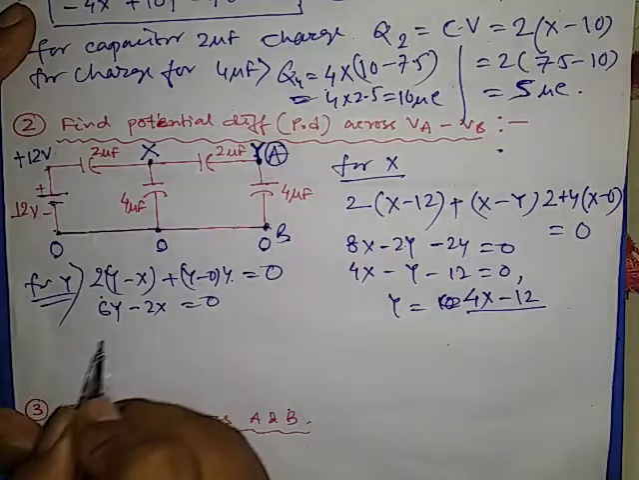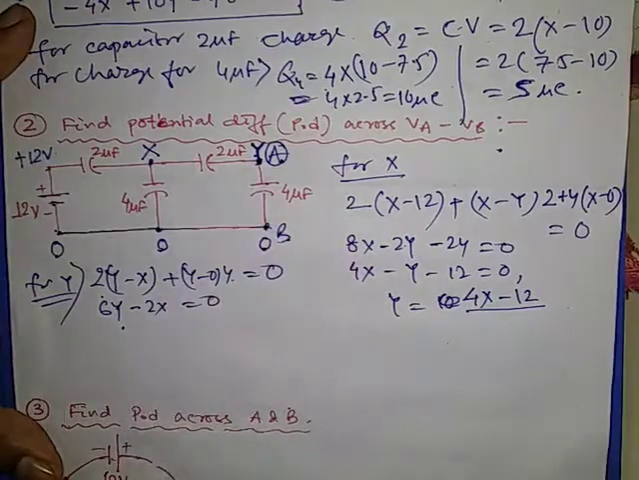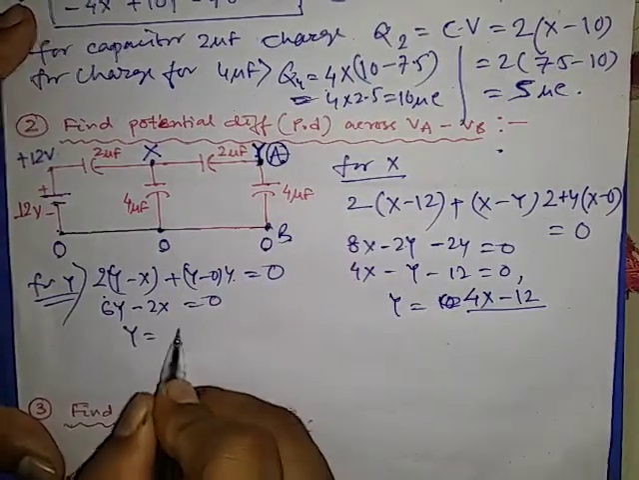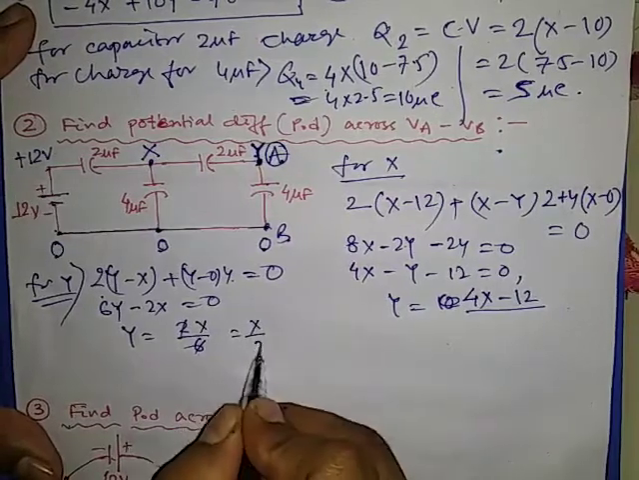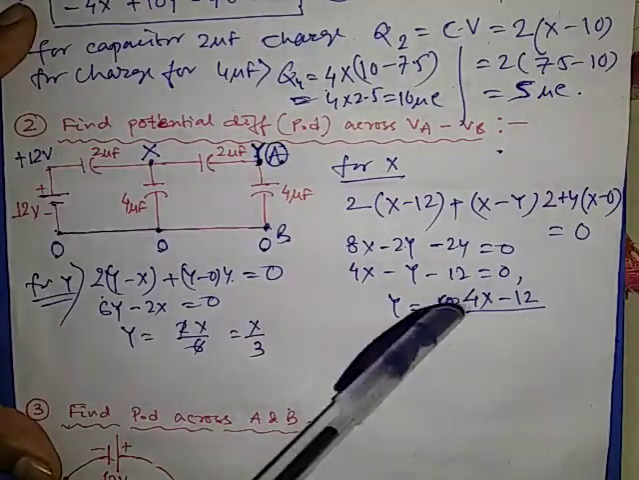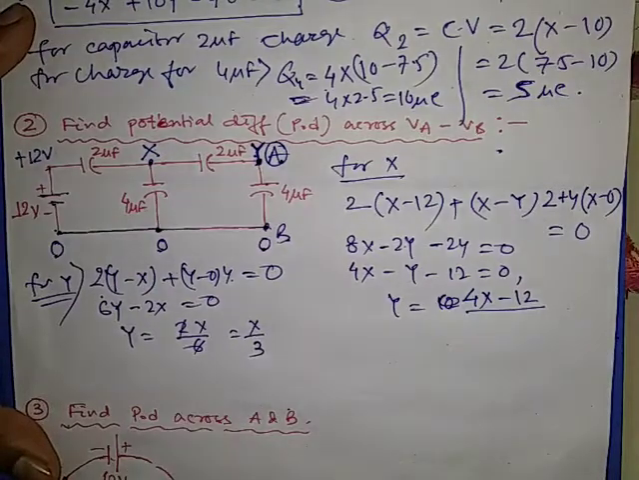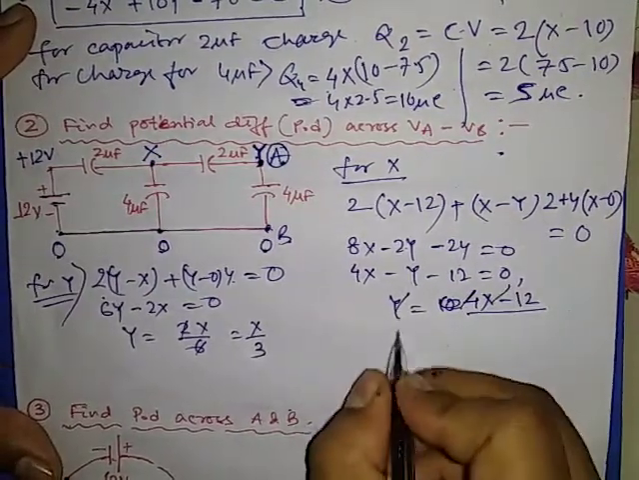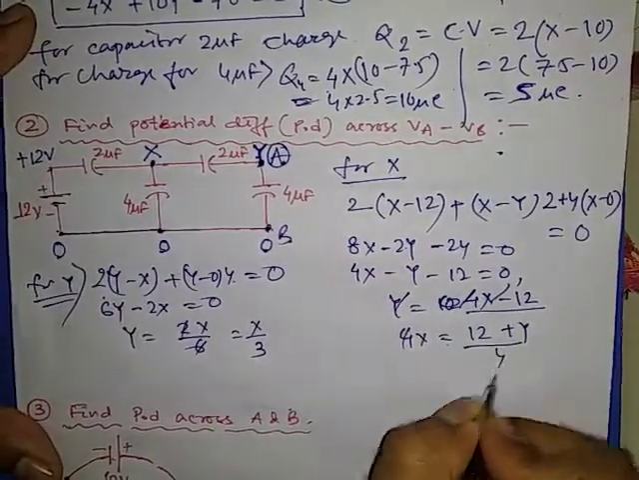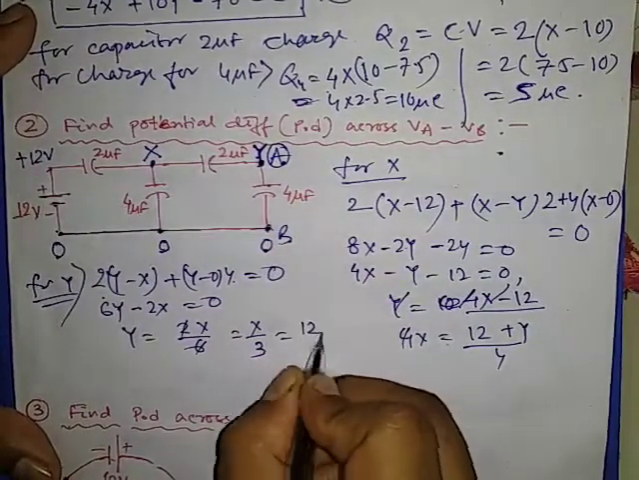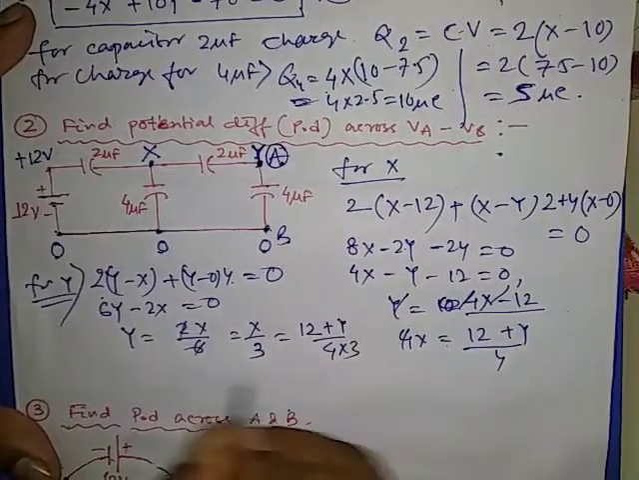So you need to find out the potential at the point A, means y. So y equal to 2x by 6, means x by 3. So let's find out x from this equation and put the value of x here. So x how much? 4x equal to 12 plus y. So x equal to 12 plus y by 4. So put the value of x, 12 plus y by 4, into 3.